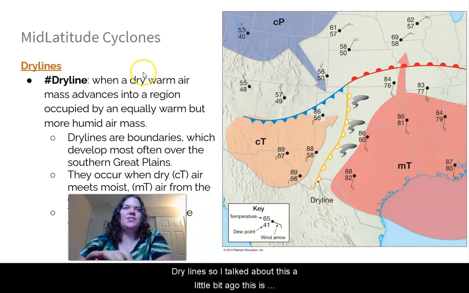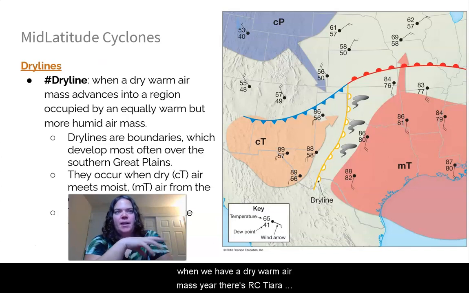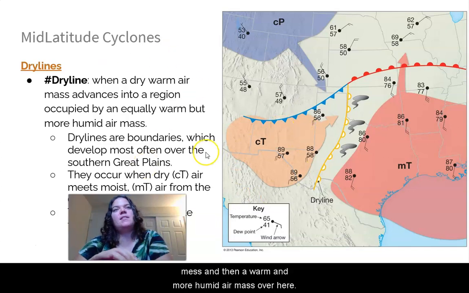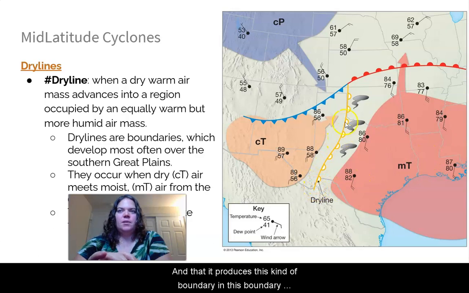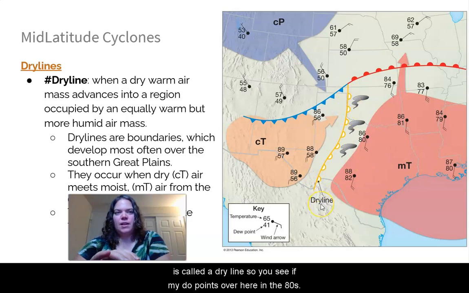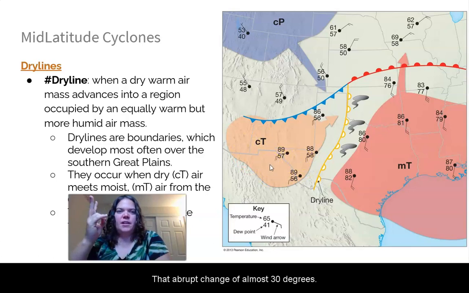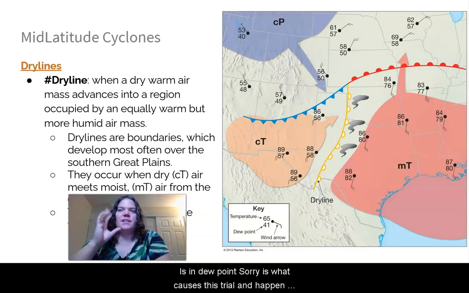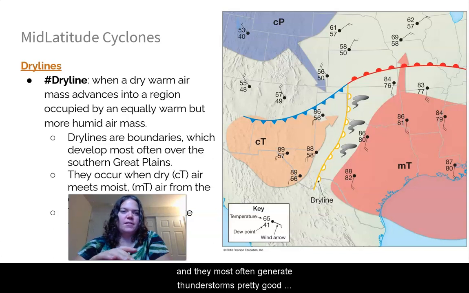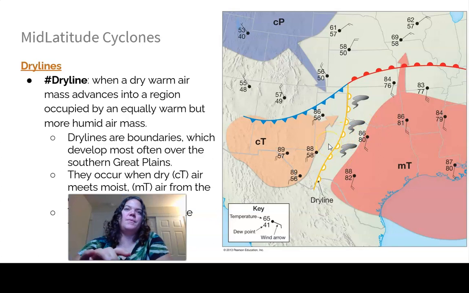So, okay, dry lines. So I talked about this a little bit ago. This is when we have a dry, warm air mass over here, there's our CT air mass, and then a warm and more humid air mass over here, and then it produces this kind of boundary, and this boundary is called a dry line. So you see my dew points over here in the 80s, dew points in the CT air mass are in the 50s. So that abrupt change of almost 30 degrees is what causes this dry line to happen. And they most often generate thunderstorms, pretty good ones actually, which is why these little squiggles are here that are supposed to be tornadoes. I think they look like question marks, but whatever. It was in the textbook.